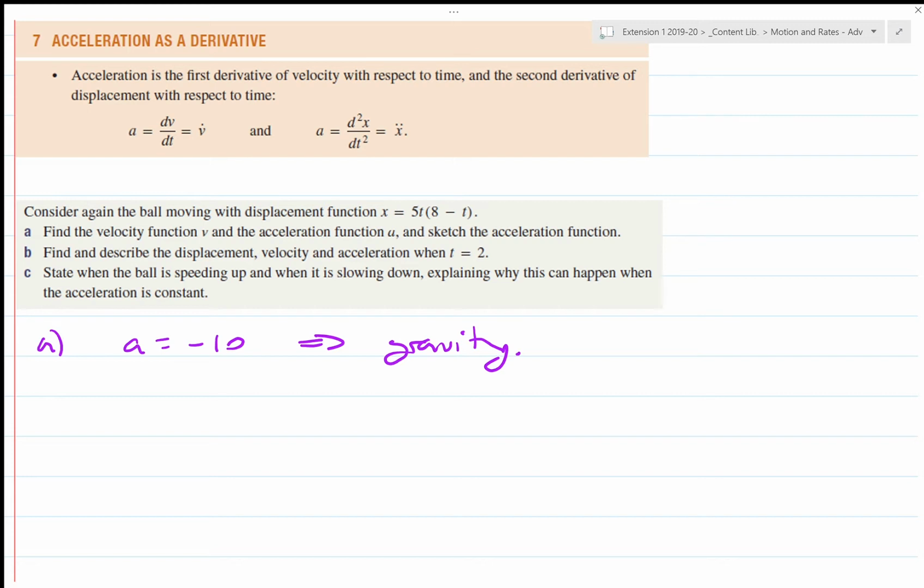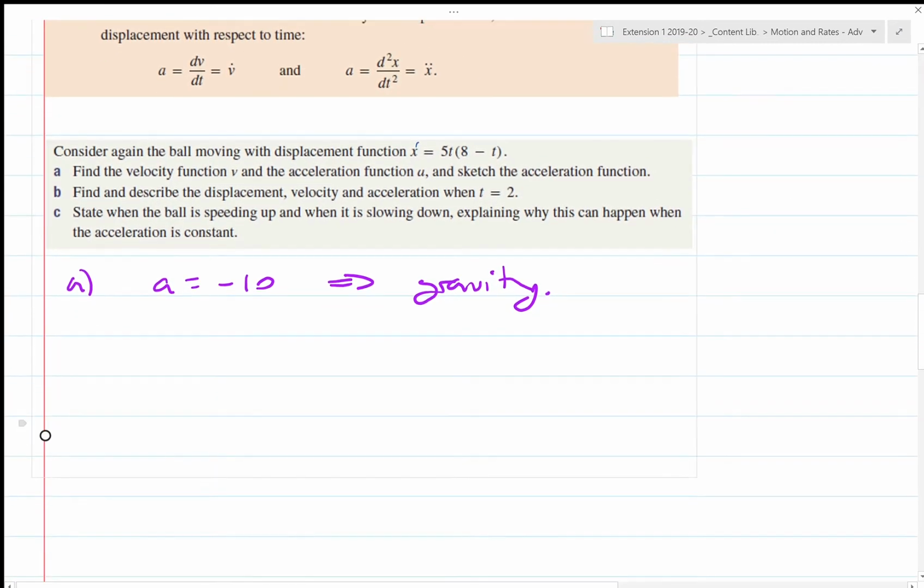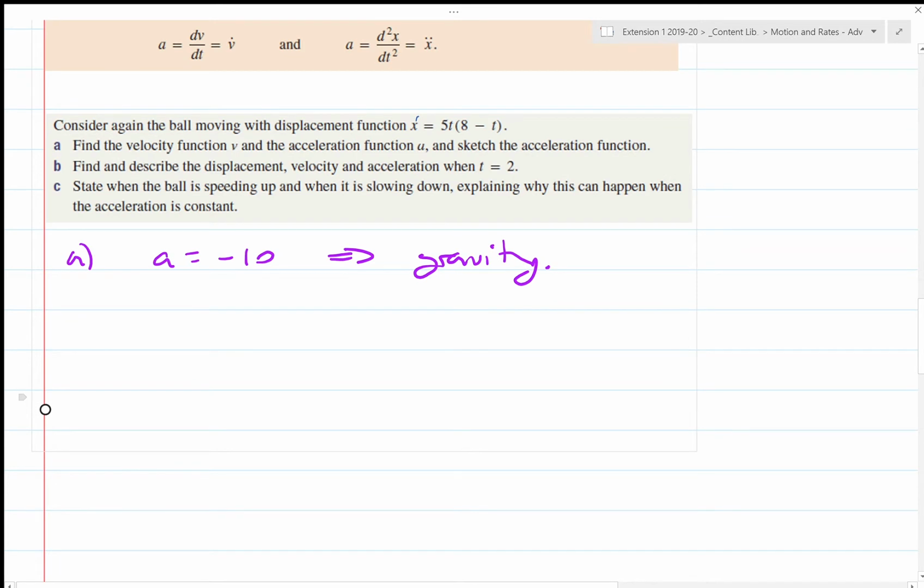So we've got a ball moving with the displacement function like that. So this is in one dimension basically because it's just x and t. So it's on like the x-axis and it's just doing something like this, right? In reality, it's probably doing something like vertical movement, it's bouncing, right? But you know. So find the velocity function and the acceleration function and then sketch the acceleration function.